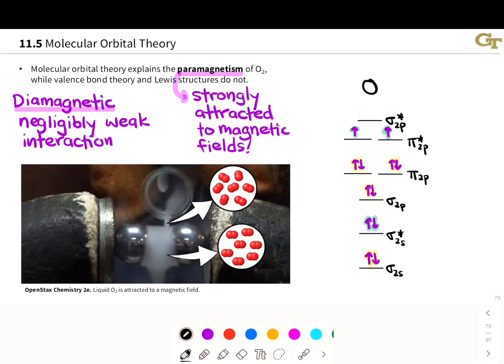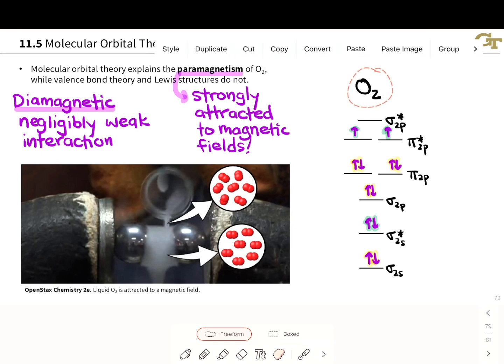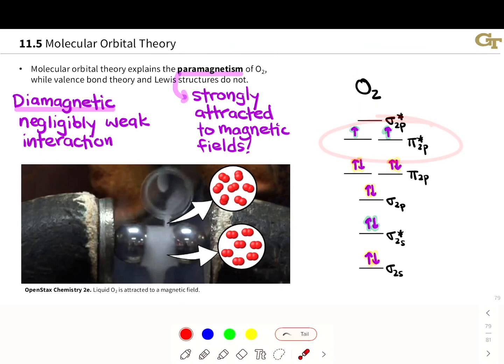We've seen this diagram before, and the really key thing to notice now from the perspective of magnetic properties is these two unpaired electrons in the pi star 2p orbital. These give rise to the paramagnetism of dioxygen. Most molecules lack unpaired electrons.